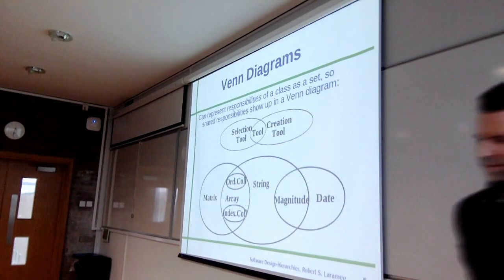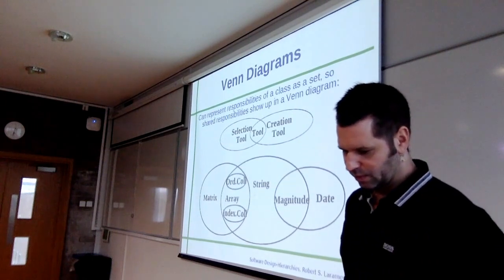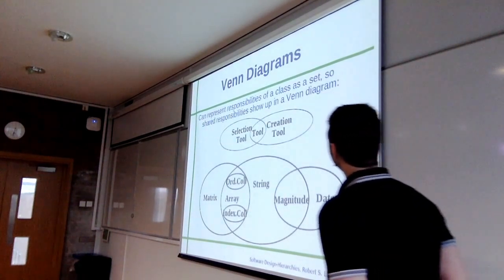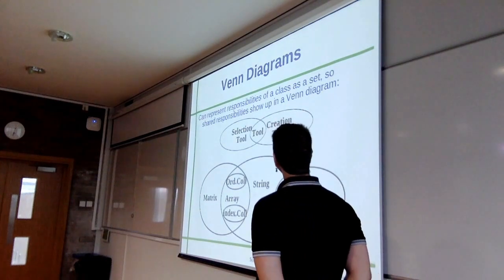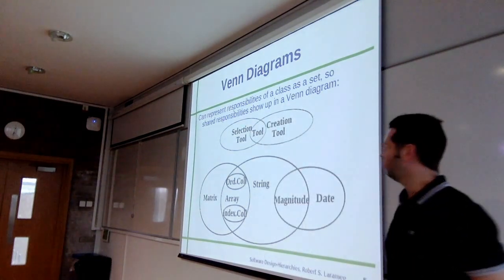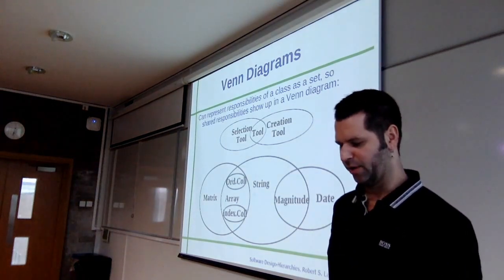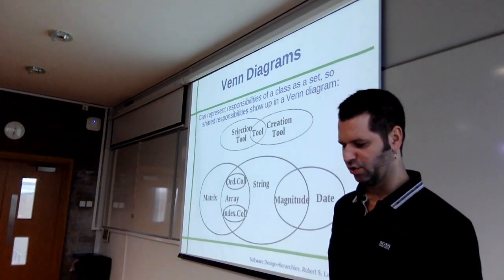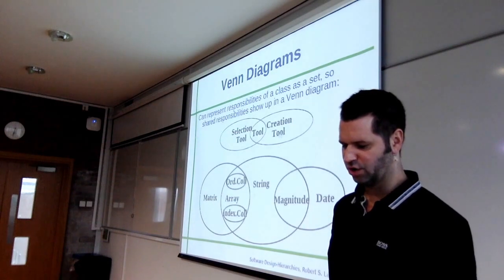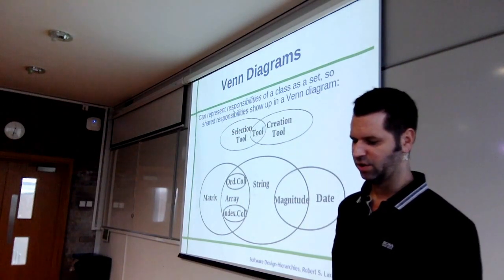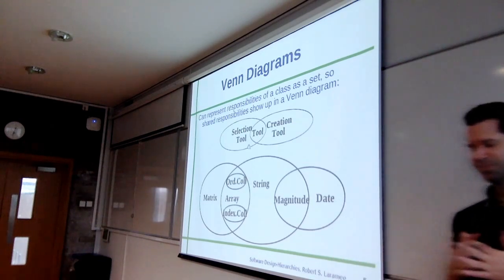Venn diagrams. So Venn diagrams can be used to represent responsibilities of a class as a set. Shared responsibilities show up in a Venn diagram as area. So a selection tool is a kind of tool, a creation tool is a kind of tool, and therefore the shared responsibilities show up as an overlap.